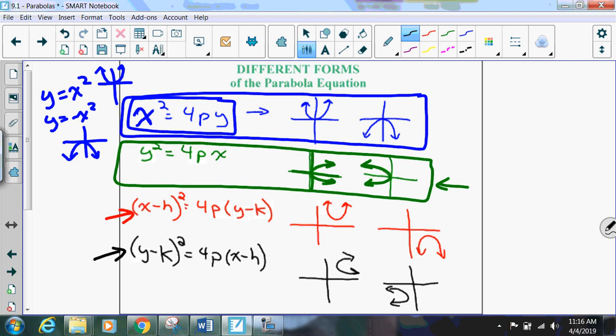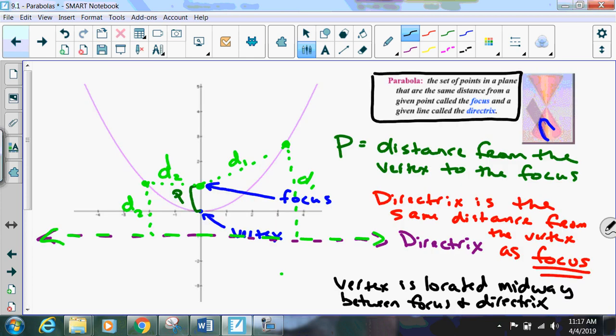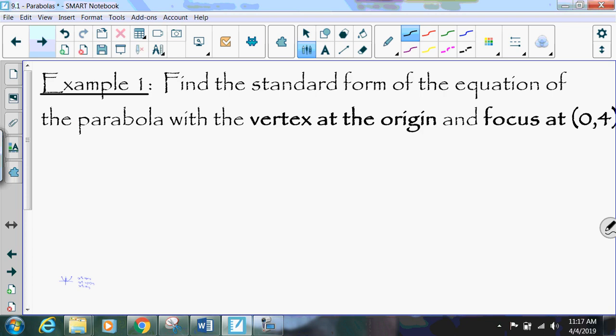All right, so we know we've got a p in the equation, and that p, we have to remind ourselves, stands for the distance from the vertex to the focus point. So that's why there is a p in the formula. That's what it refers to. And so you know what? Let's just start using it, and I think the formulas will start to make sense.